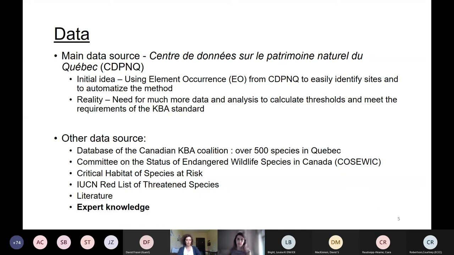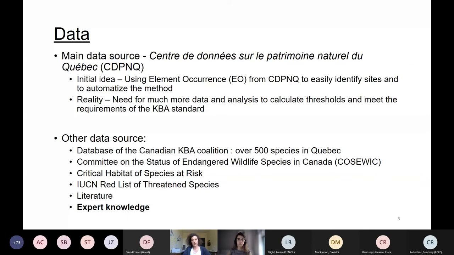But the reality is that the identification of KBAs needs much more work than that. We need more data and analysis to calculate the thresholds and meet the requirements of the KBA standard. For example, we need to have an idea of the global and national population of the species. We need to know if the species have been well documented, if the fieldwork to find the species was sufficient to be able to estimate the population, etc. So finally, the work is taking much longer than we thought, and it needs more analysis, but the interesting part of that is that we need to talk to a lot of people that have very fine knowledge about species to be able to have the information we need.